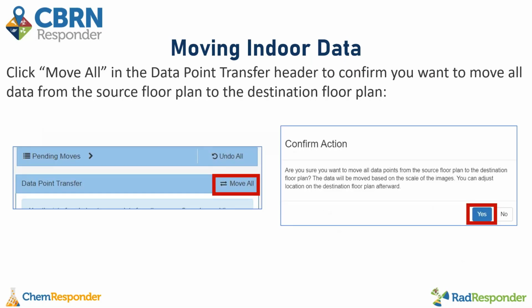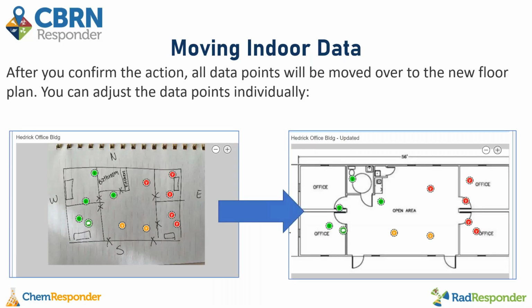To move them all at once, you'll click the Move All option in the data point transfer header, and then you'll need to confirm that you wish to move all data from the source floor plan to the destination. After you confirm that you want to move all of your data points, you can adjust the data points individually once they're moved onto the new floor plan.